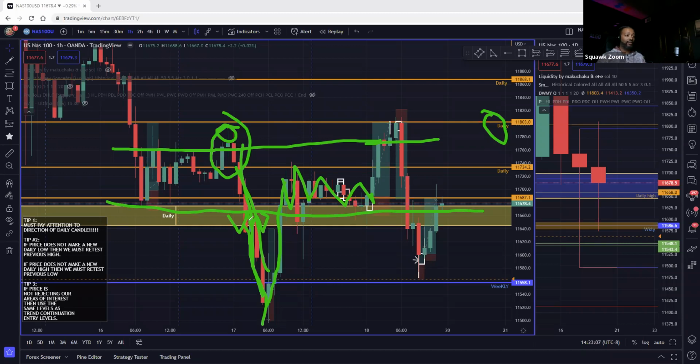So those sellers that got in here, they probably had stops right above this area of support. They probably had it right here. And if they were trying to be a little slick and had wider stops, they had it on the other side. They had it up here. So their stops were hit.